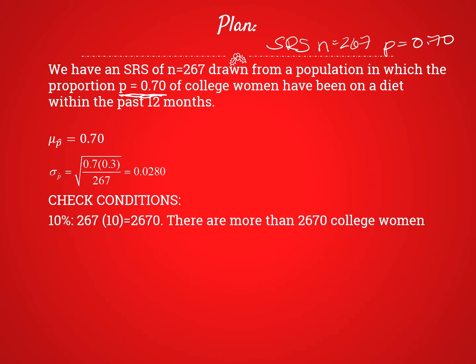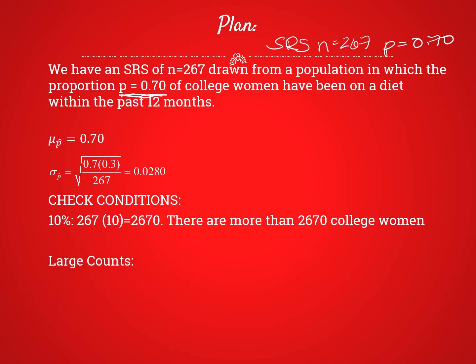So I'm going to check the 10% condition. How am I going to do this? Since I don't know the huge population of college women in the US, I'm just going to say 267 times 10 is 2,670. There's more than 2,670 college women, period. Done. So that's the 10% condition.